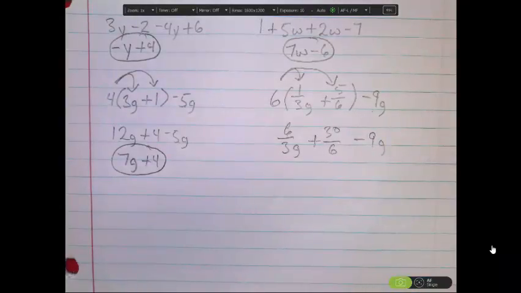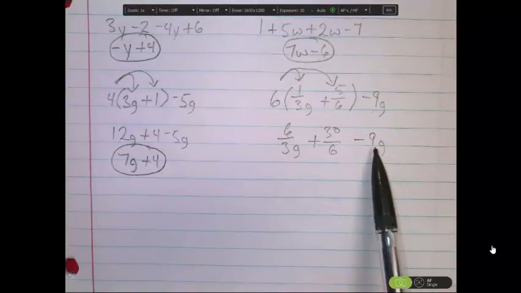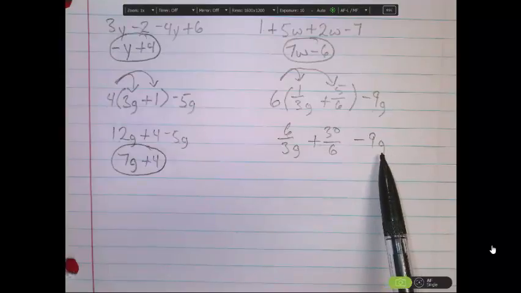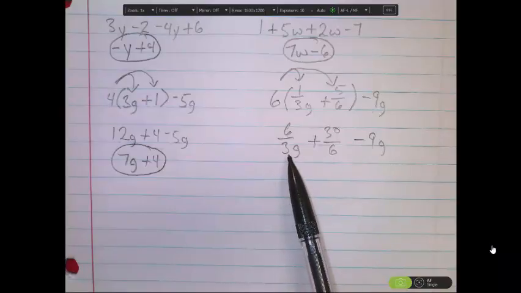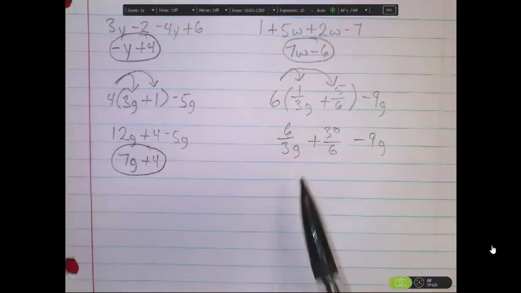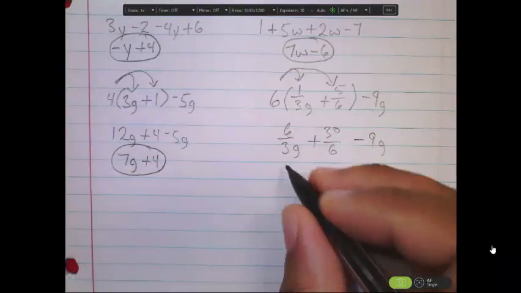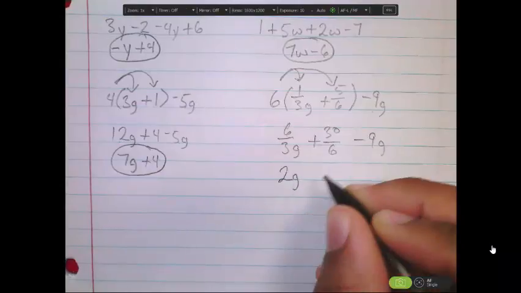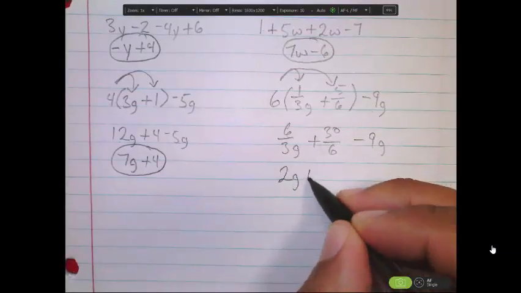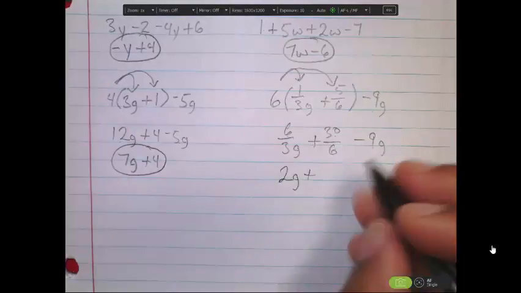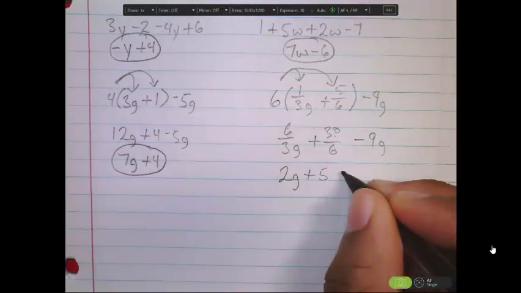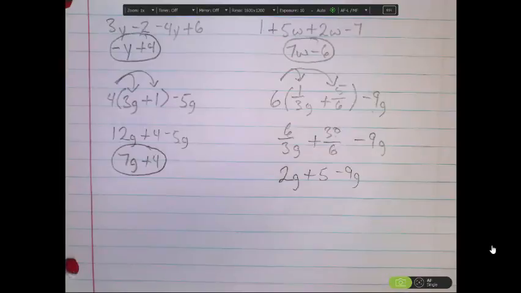So you're looking at it, you're looking for like terms. I'm sure you see that 6/3 g and negative 9g have the same variable, so they are like terms. We could combine them as this ugly fraction, but let's go ahead and simplify it and make it look a little nicer for us. We know that 6 divided by 3 is 2. So we can go ahead and make that 2g. Plus 30 divided by 6 we know is 5. Bring down our negative 9g. We've got our new expression that looks a lot better now.